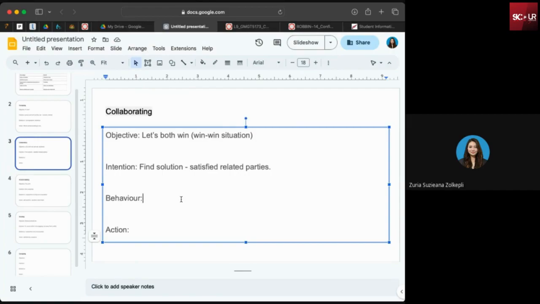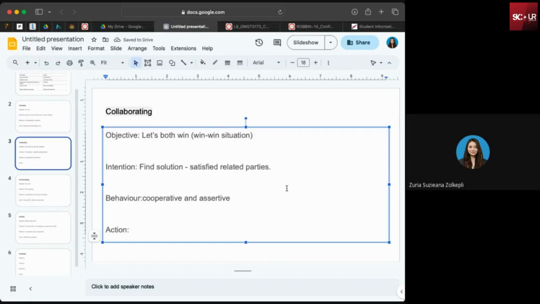We try to find a solution. How to do this is we work with each other. Find out more. What do you think about it? You analyze the differences that you have, and then you work. What can I do to make you win? What can you do to make me win? So this one, as the name says, collaborating, you work with each other to understand others better. This one is definitely cooperative, and also assertive. It's a positive one, right? Assertive.